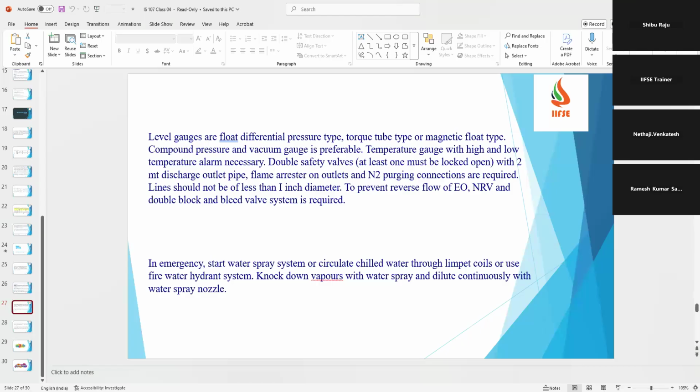The line should not be less than 1 inch diameter, to prevent the reverse flow. The EO NRVs, non-return valves, and also a double block bleed valves system is required.